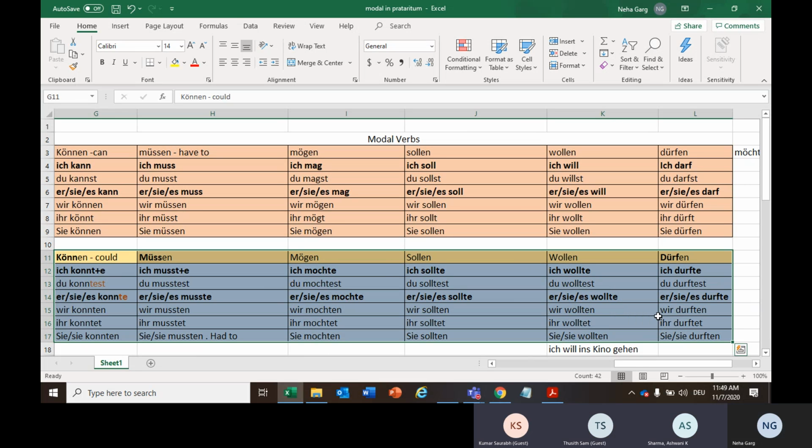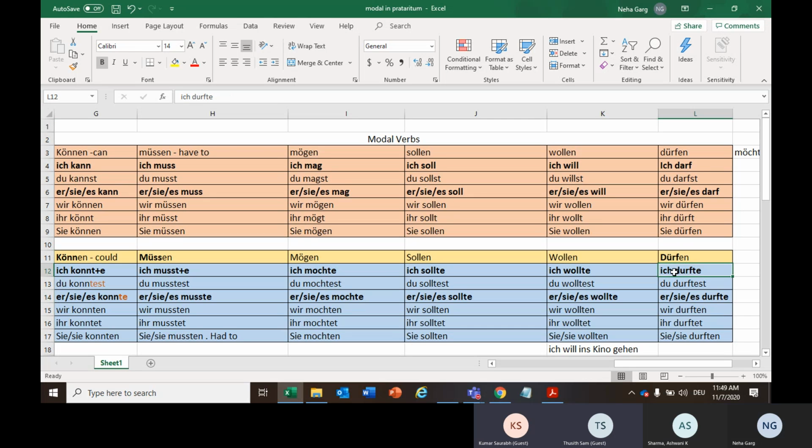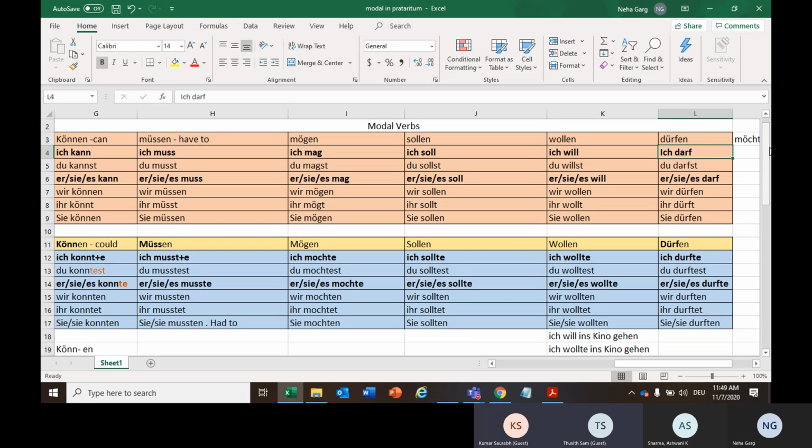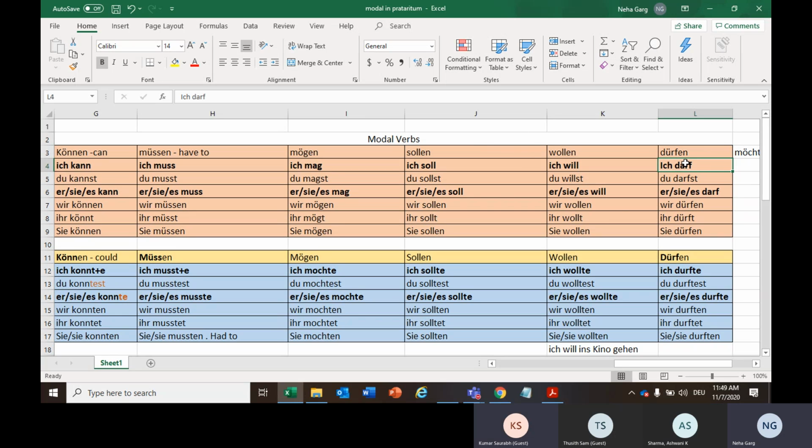I actually have a question regarding dürfen. How will it be in the present tense and past tense? Dürfen means allowed to do. Is it the same in both? Okay, so Neha, can we have a sentence example? Yeah, I'll give the sentences.